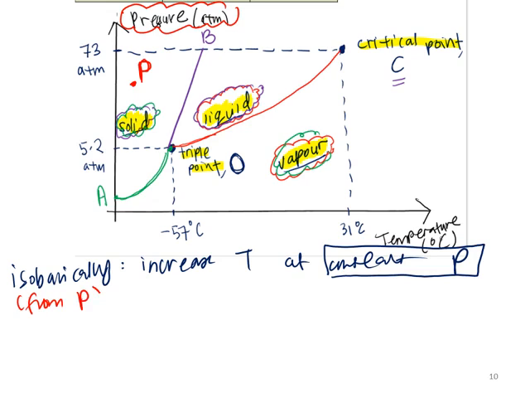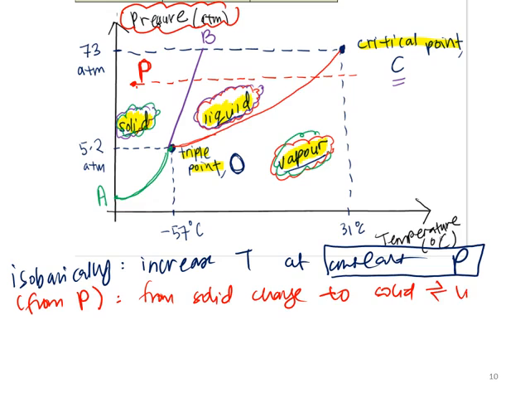So from P point awak, apa yang berlaku kalau kita increase temperature, dia bergerak ke kiri, ke kanan, atas, bawah. Increase temperature maksudnya dia akan bergerak ke arah kanan. Sebab suhu kita dari x-axis kan. So kita akan buat increase in temperature at constant pressure. So from point P ni, dia akan starting from solid change to solid in equilibrium with liquid, and then change to liquid. Dia akan masuk region liquid dulu kan kat sini.